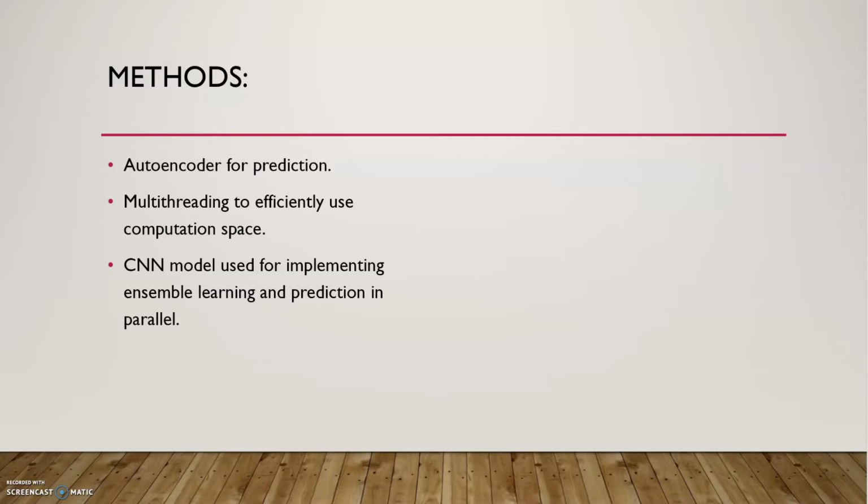And we have trained a CNN to use along with the parallel autoencoder to make two different models run parallelly at the same time, which is ensemble learning. Now let's take a look at the demo.